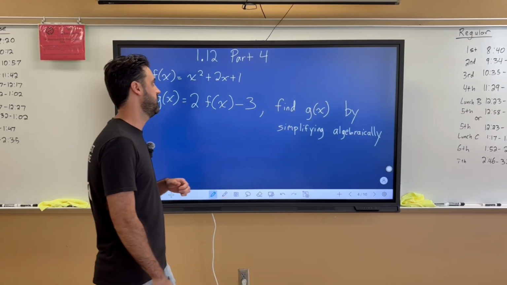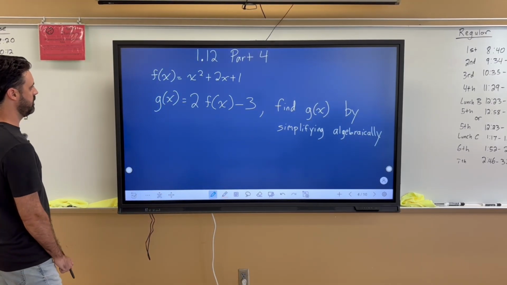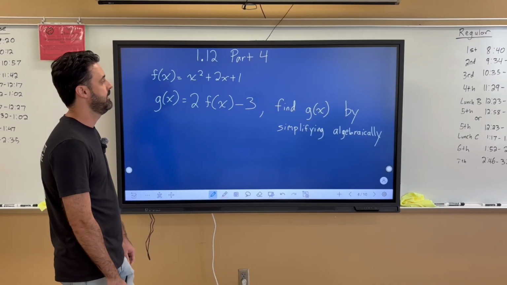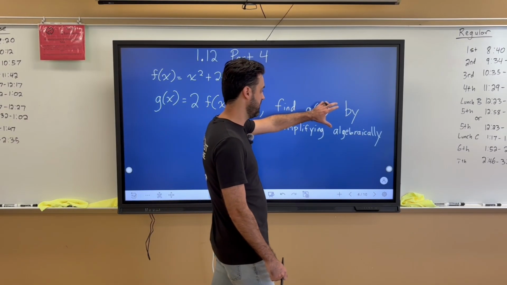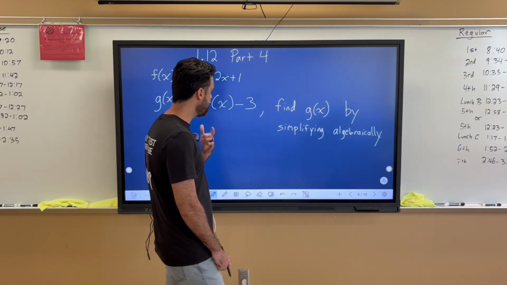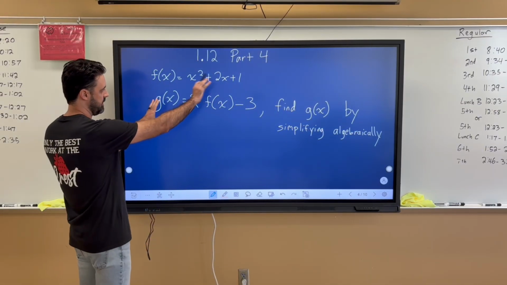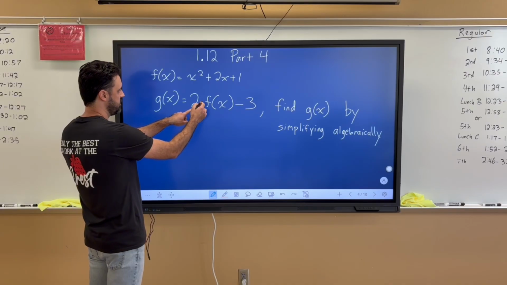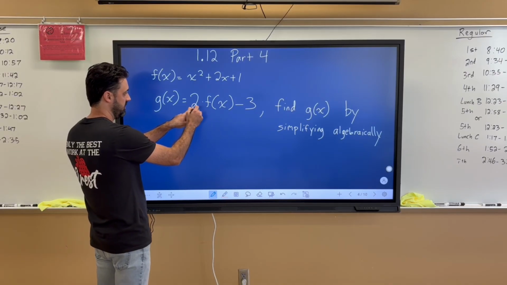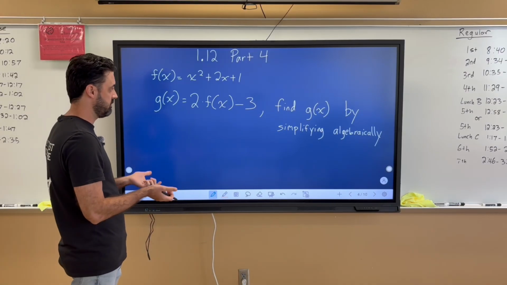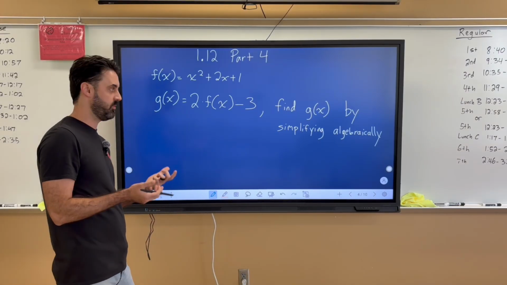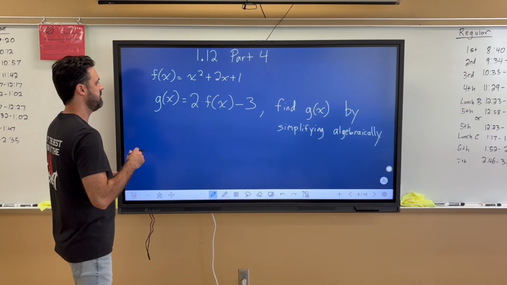All right, guys, the fourth and final part of section 1.12 on transformations. So what we're going to do in this lesson is we are going to simplify functions algebraically. Even though, if you look at this example up here, there's a transformation of times 2 with the y values and then down 3, we're actually going to not think of this as transformations at all, but just use algebra to simplify. Here's what I mean by that.